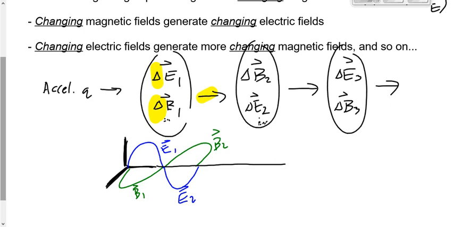If you don't have the accelerating charge, you don't have the changing fields. And if you don't have the changing fields, then what you see right here, the first electric and magnetic field, won't do anything. They won't generate the second electric and magnetic field. And if you don't generate the second and the third and the fourth electric and magnetic field, you don't have EMR.